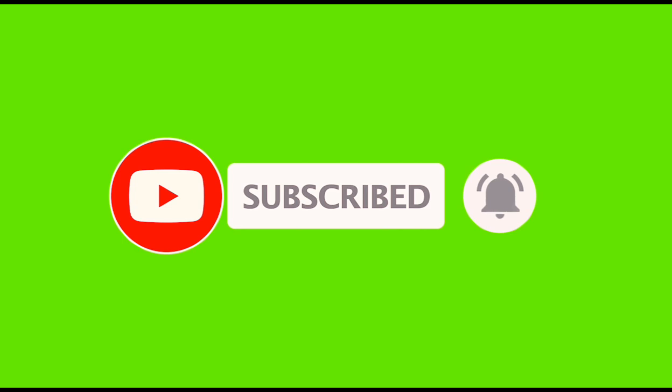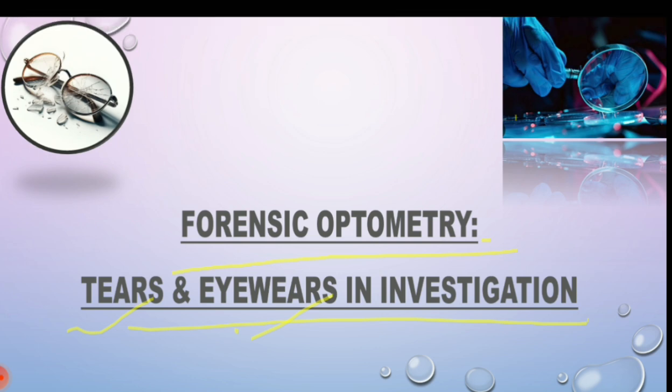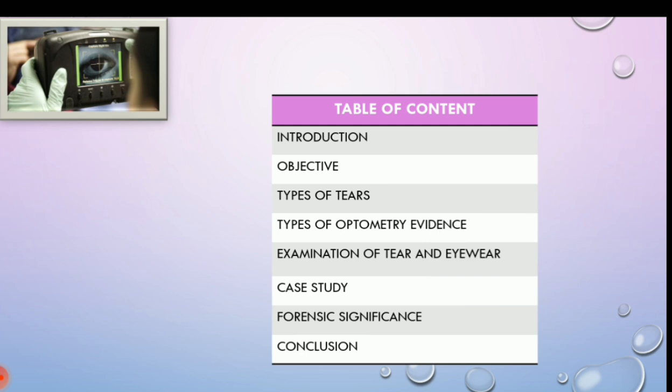Today we will discuss forensic optometry, a very important branch of forensic science. Here we deal with the application of tears and eyewear if we encounter them as evidence, and how they could be helpful to solve a case. Okay, so first of all, let us have a look at the introduction portion.